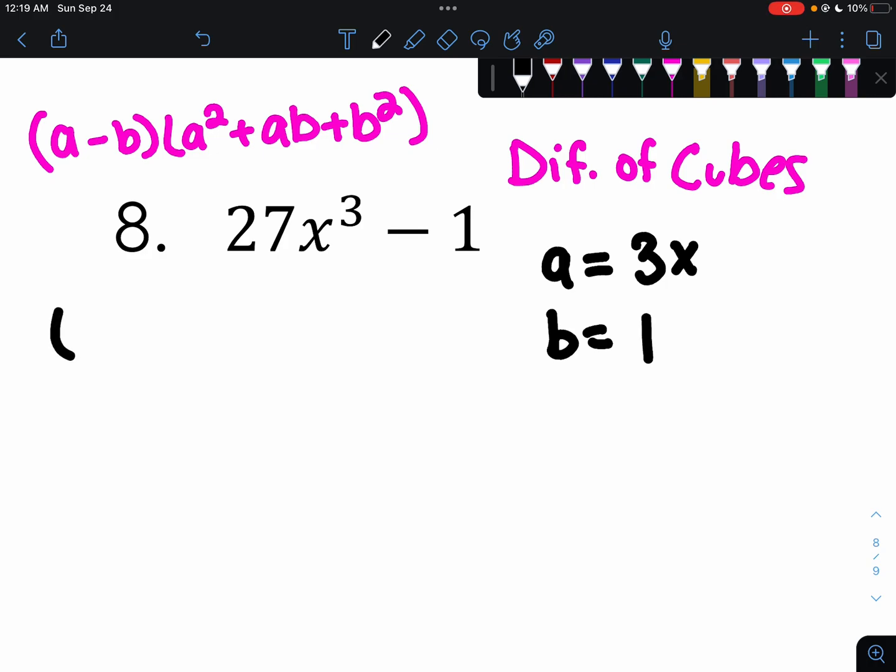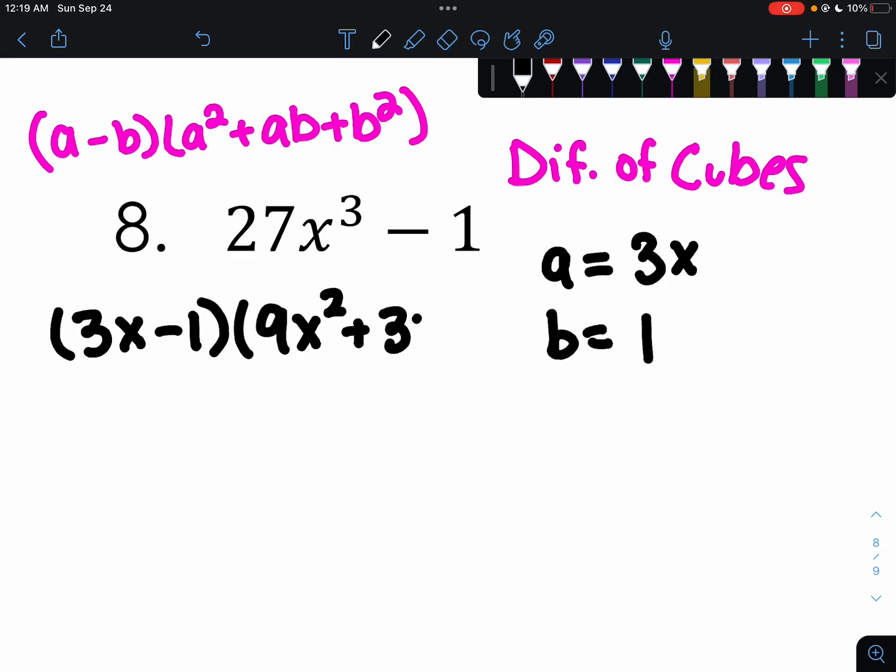So when we plug it in, we get 3x minus 1. Then we need to square 3x, and that becomes 9x to the 2nd power. We multiply 3x times 1, that is a 3x. And then we square 1, which is just 1. And that would be that difference of cubes factored.